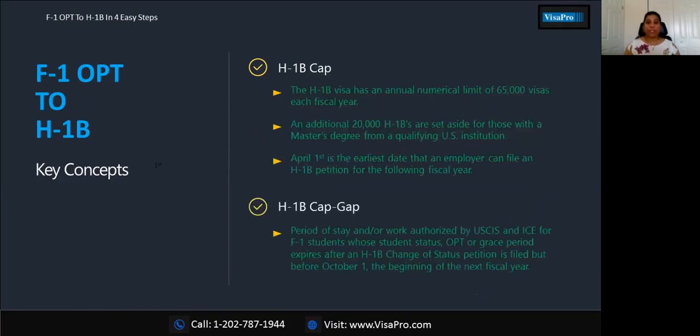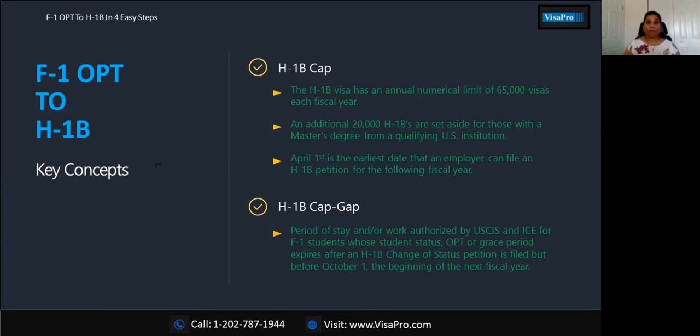The H1B Cap. The H1B visa has an annual numerical limitation of 65,000 visas per fiscal year. An additional 20,000 H1Bs are set aside for those with a master's degree from a qualifying U.S. institution. An employer cannot file an H1B petition earlier than 6 months in advance of the date of the actual need for the beneficiary services. Because October 1st is the start of the fiscal year, April 1st is the earliest date that an employer can file an H1B petition for the following fiscal year.